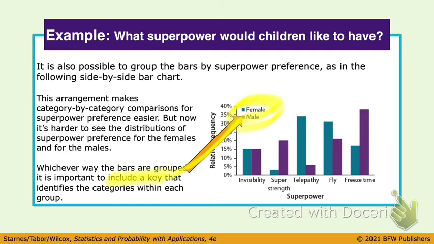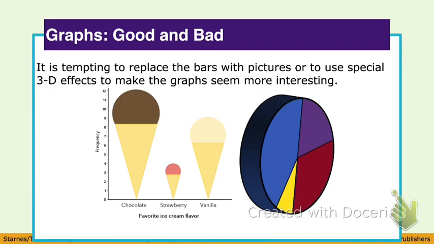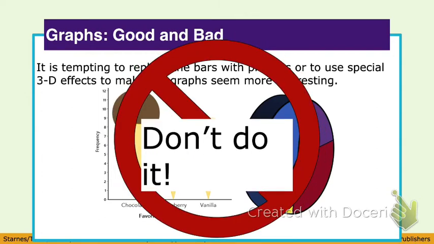Make sense? Perfect. All right, we're going to talk about how to make some bad graphs. So here is good and bad graphs. It is really tempting to make something called a pictogram. A pictogram is these graphs that have these cool pictures, like ice cream flavor, let's make them into ice cream cones. Well, here's the problem with a pictograph. It's a bad idea. Don't do it. It's really tempting to make pictures or special 3D effects, but don't do it.